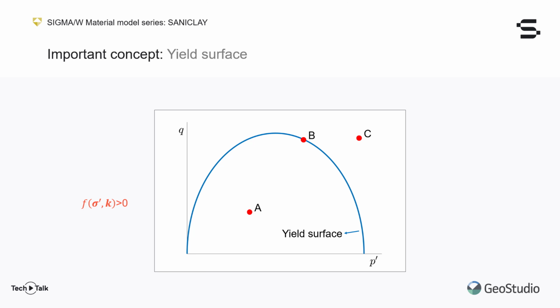If stresses evolve towards C during loading, then the yield surface will have to evolve to accommodate this stress state. This is a process we call hardening. Each soil model has its own internal rules to dictate how hardening should proceed.